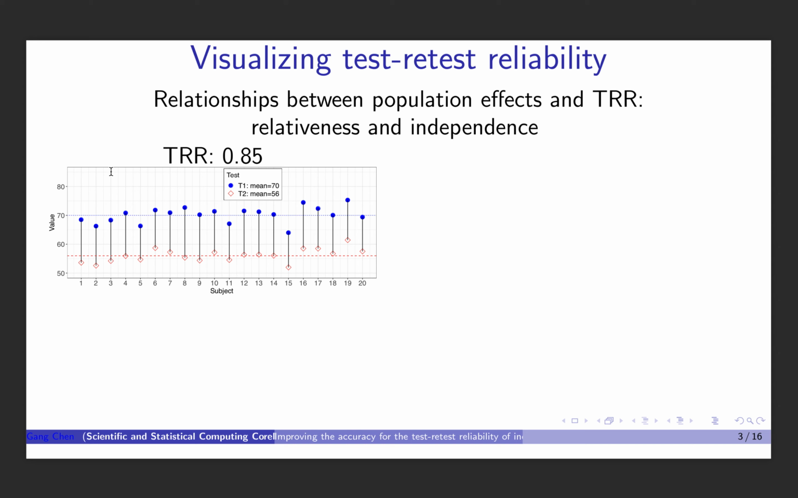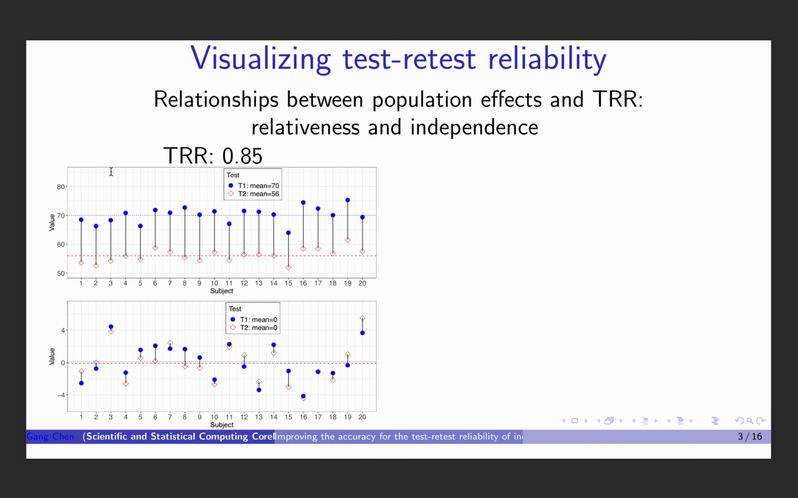For each particular subject, during the two sessions, their effects differ from the population average, but we expect to see consistency. That means the two values from the two sessions should, most of the time, if they are reliable, be either both higher or both lower. Among those 20 subjects, most of them are consistent in the sense that they are either above the population average or below. So in this case, the reliability is really high, 0.85. But we do have strong population effects in this case.